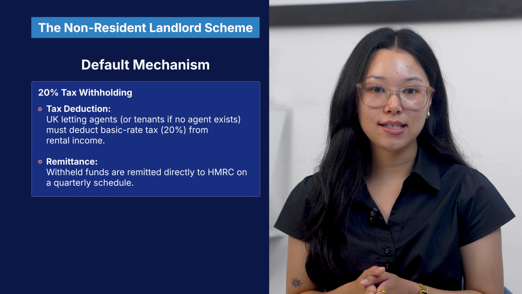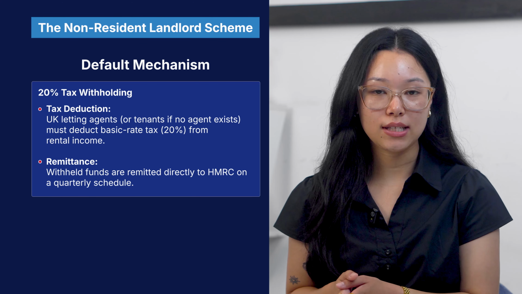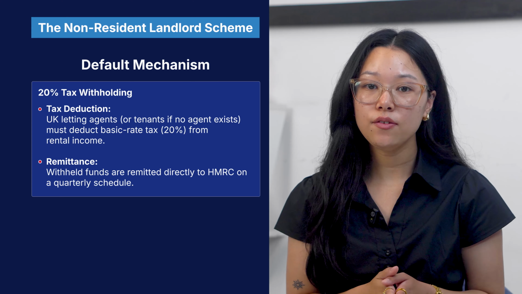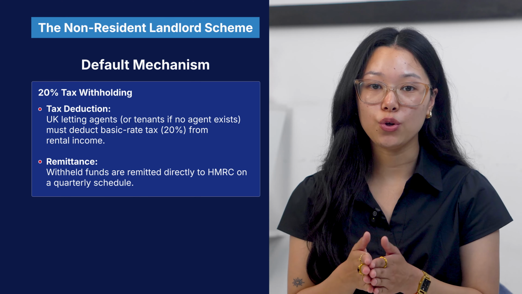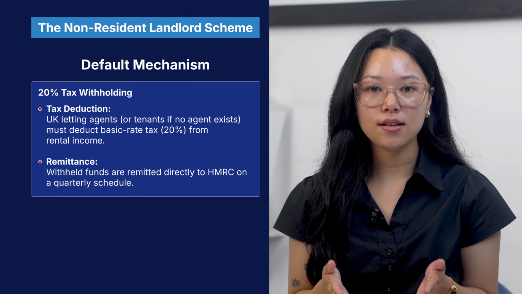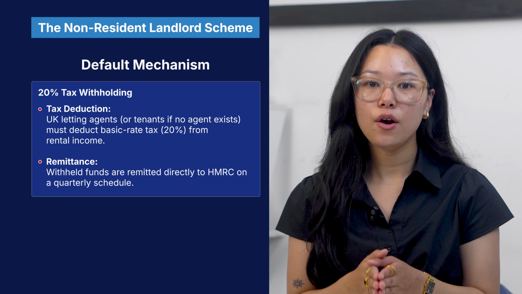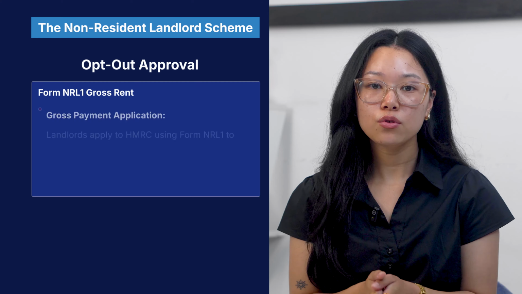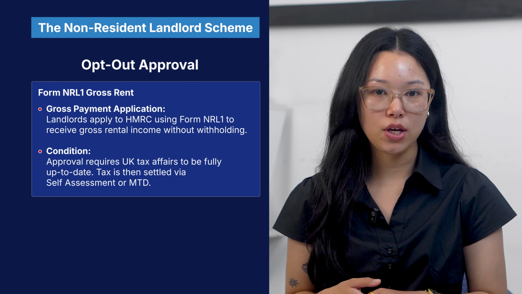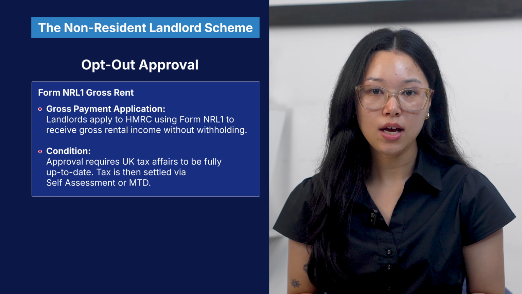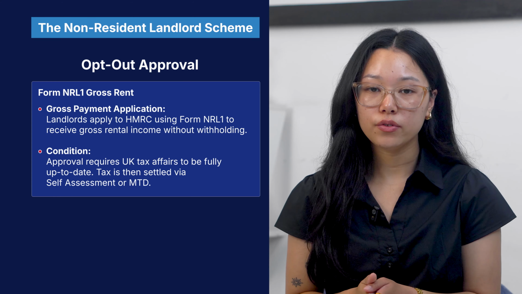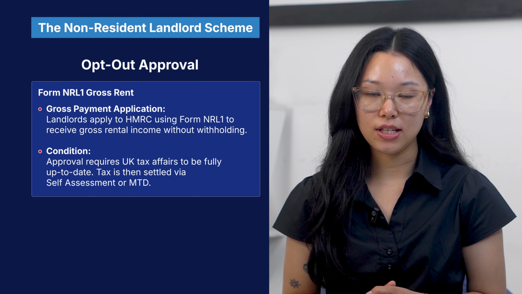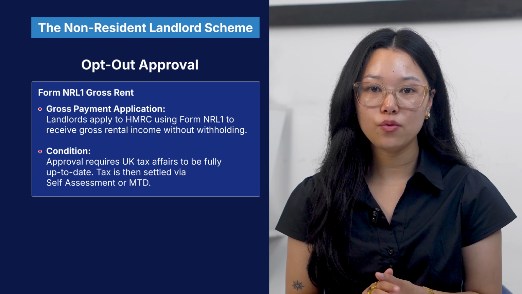Now, the scheme that's existed for years, the Non-Resident Landlord Scheme, or NRLS. The default is that your UK letting agent, or your tenant if there's no agent, must deduct basic rate tax, 20%, from your rent before paying you and hand that to HMRC quarterly. Most non-resident landlords avoid that by applying to HMRC on Form NRL1 to receive their rent gross. Approval depends on your UK tax affairs being up to date. Once approved, you get the full rent and settle your tax through Self Assessment or, from 2027, through MTD.